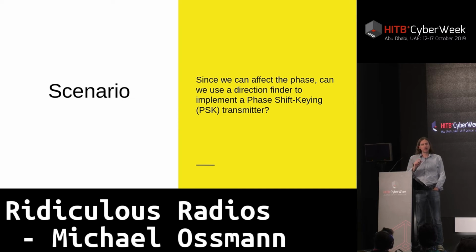So my last scenario here: if we can affect the phase in this way, he was able to control the output. He was able to control the phase and switch it back and forth between 2 different phases of his radio transmitter. Could he actually implement phase shift keying? That is a method of encoding information onto a signal produced by, say, this cheap Bluetooth dongle.